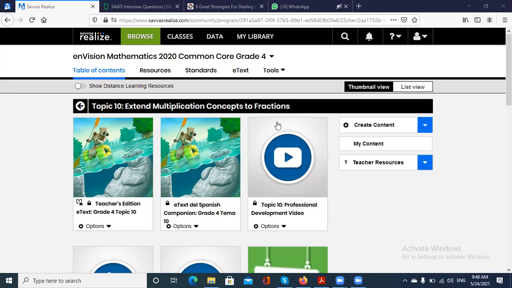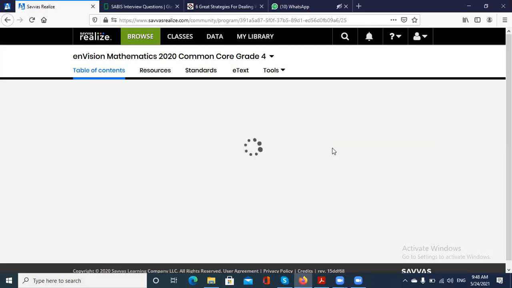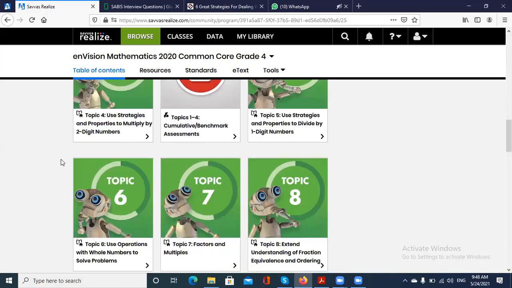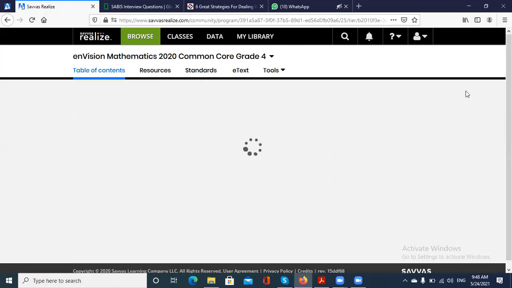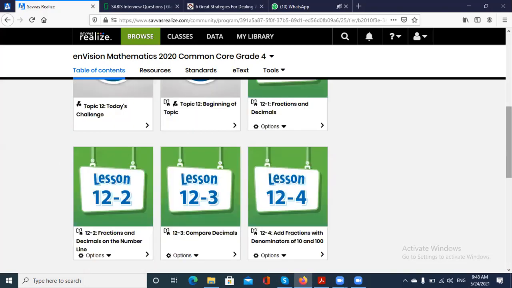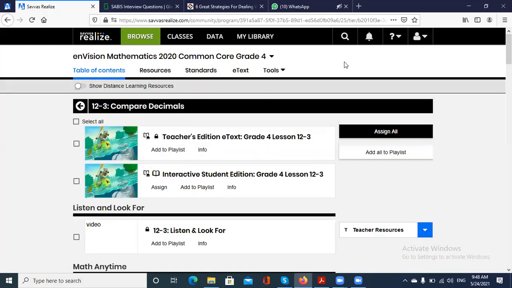So now we are on topic number 12 with comparing decimals. Let's see that. Comparing decimals is super easy also. Why? Because it's so similar to comparing whole numbers. Comparing decimals is the same as comparing whole numbers. There is no difference with that.